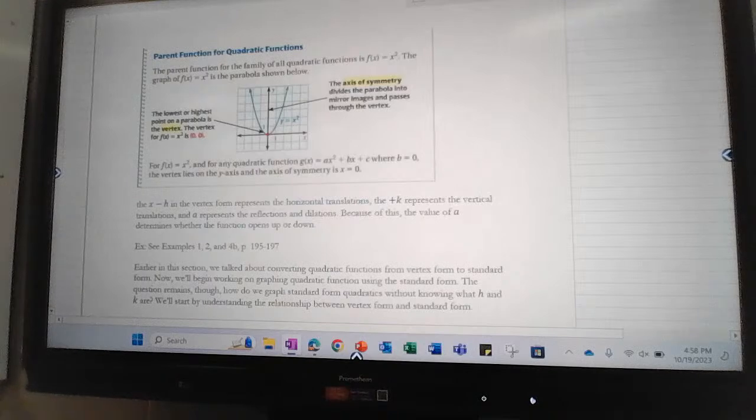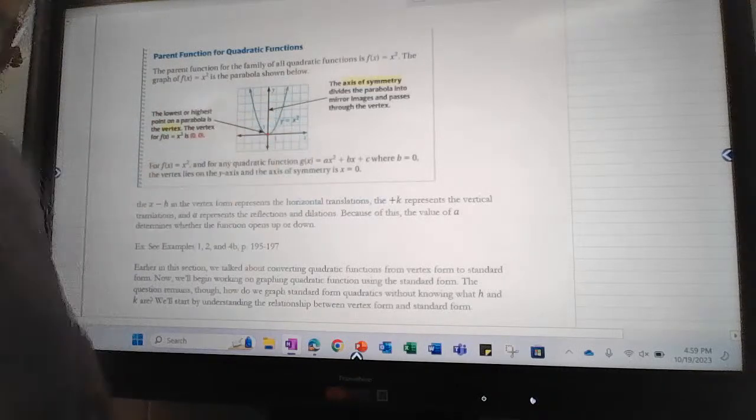Okay, so for example, if I wanted to do x squared minus 5 or x minus 4 squared: x squared minus 5 would be a vertical shift down 5 units from the origin, and then x minus 4 quantity squared would be a shift to the right 4 units.